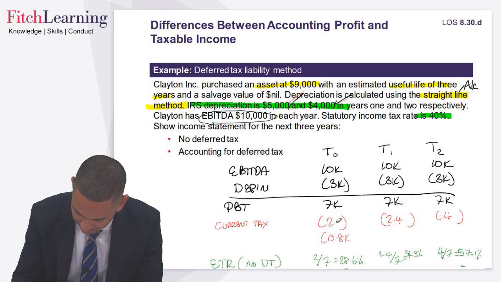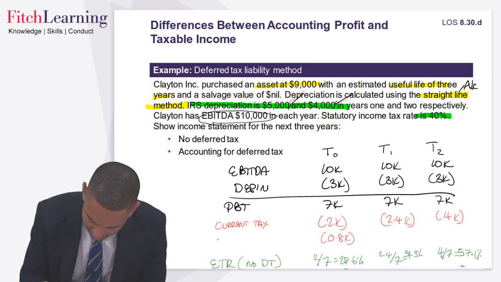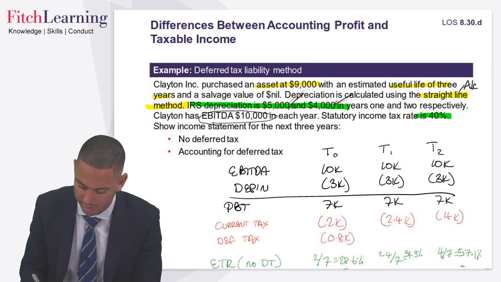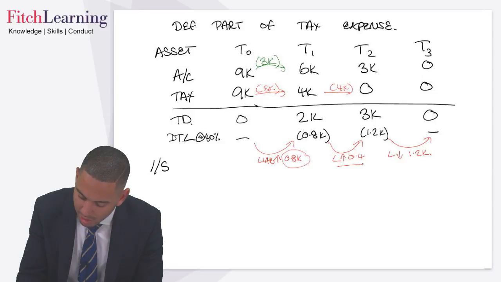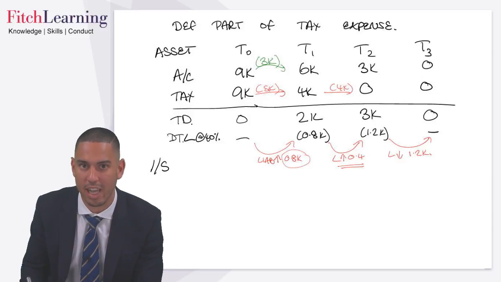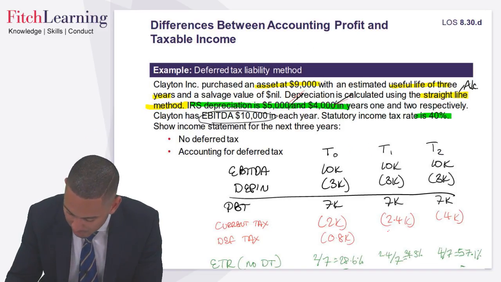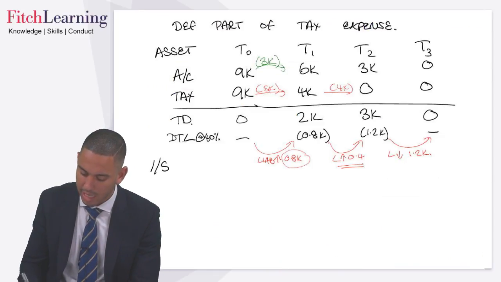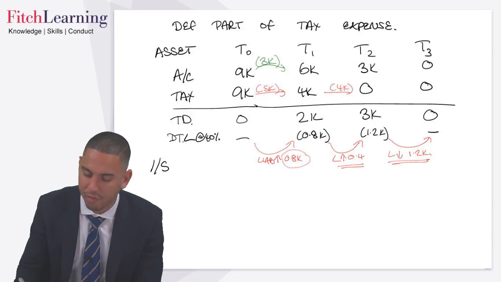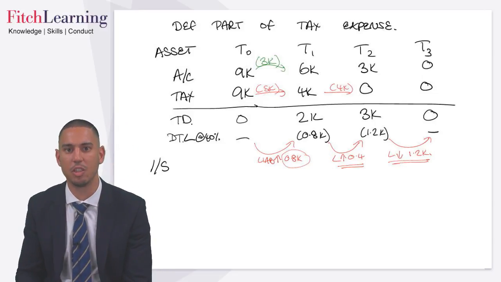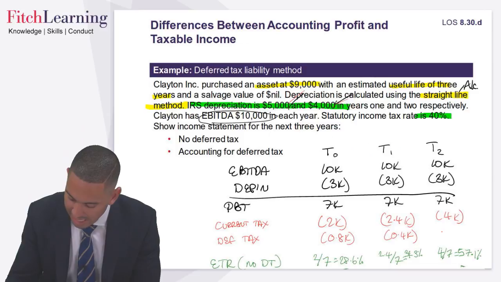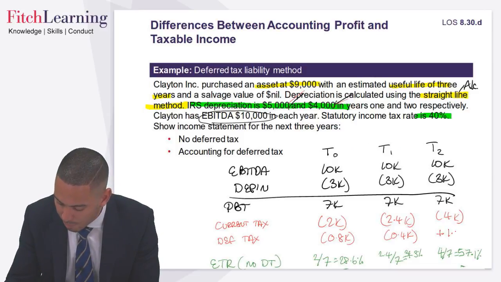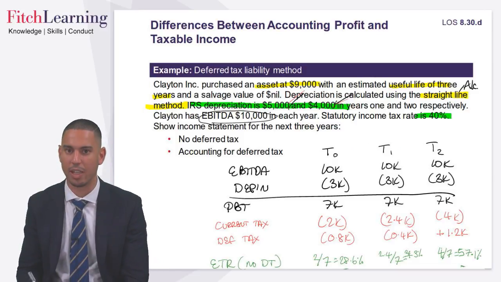Sorry, just notice those are K. And this is the deferred tax part of my tax expense. In the second year, my liability increases by 0.4K. So that increase in liability is coming through as 0.4K. And in the last year, my liability falls. My liability gets reduced to 0, which is now a tax benefit of 1.2K.